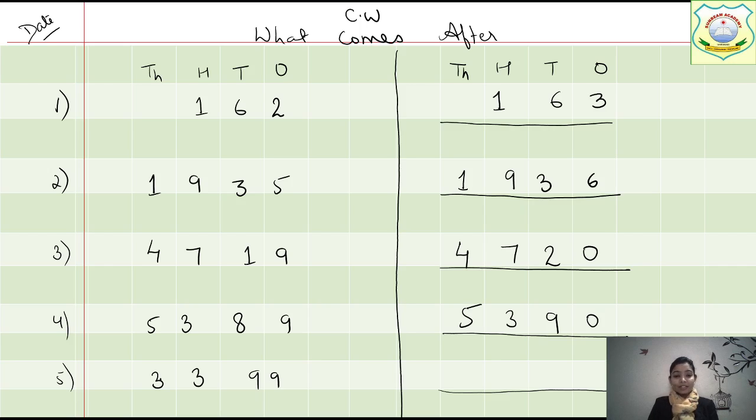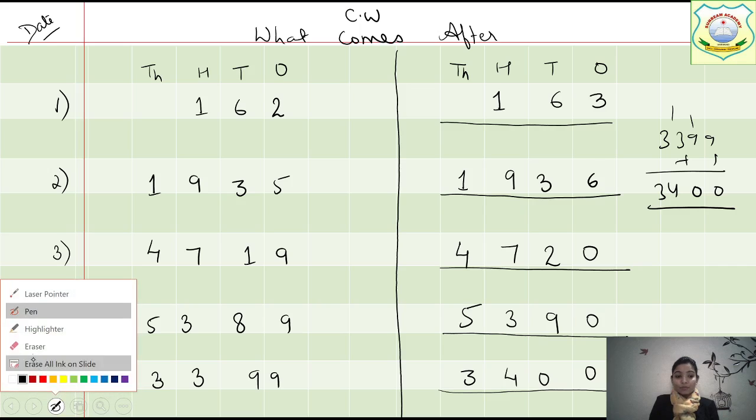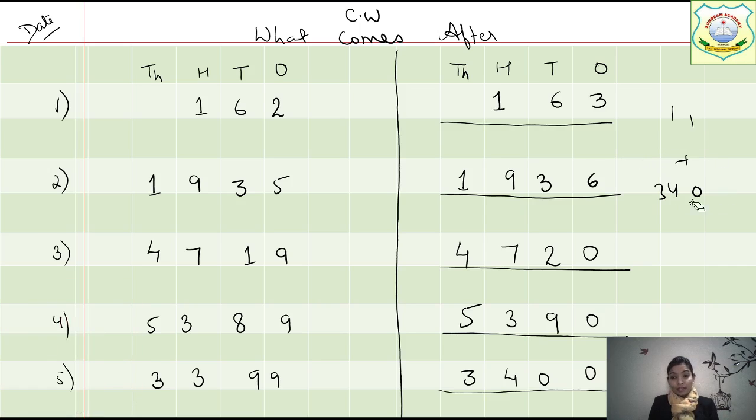Last, 3399, right? 399 आ रहा है. So if we add 1, I'm showing you 3399 plus 1. If we add 1, 9 plus 1, 10. So it becomes 400. वैसे भी 399 है, so it will be now 400. So we got 3400 as an answer. So you have to do in this way. जहाँ confusion लगे, you can solve it in the rough and then you can do.